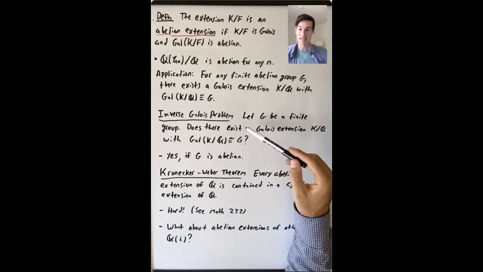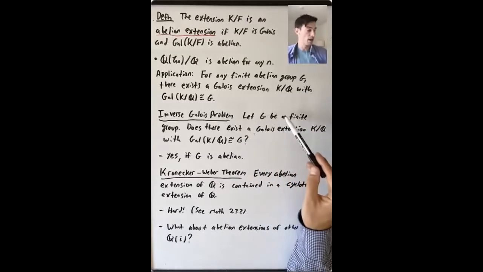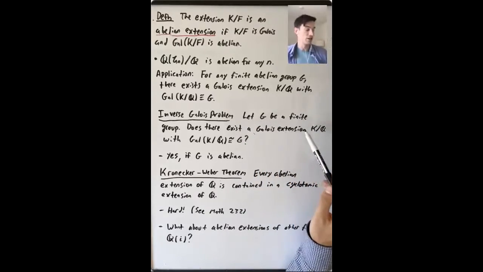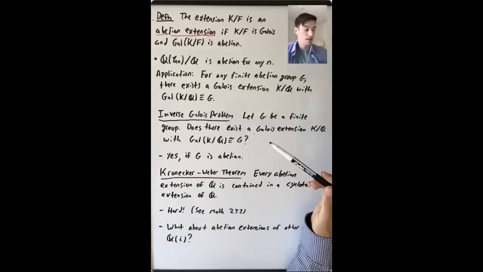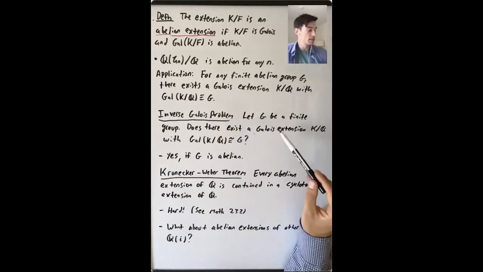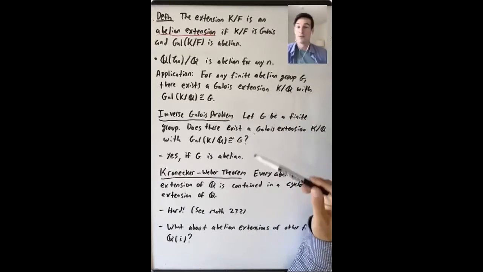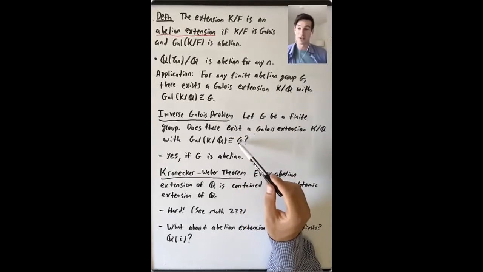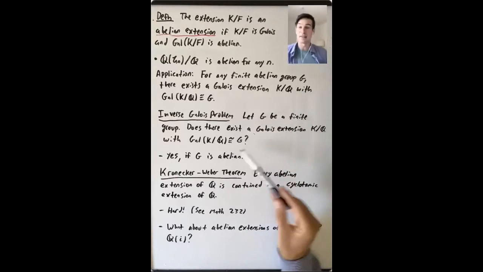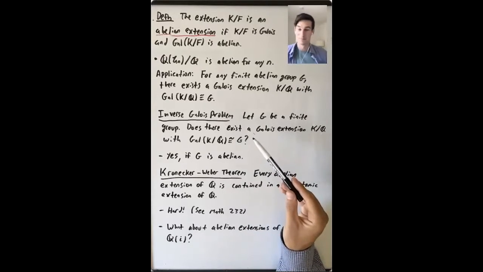You could ask this same question, the inverse Galois problem, saying you have a finite group. You want to know if there's a Galois extension K of some other field, not necessarily Q, maybe like Q adjoin i, or maybe something completely different. So does there exist a Galois extension K over F with the Galois group of K over F isomorphic to G? And there's a lot that we don't know about this problem.